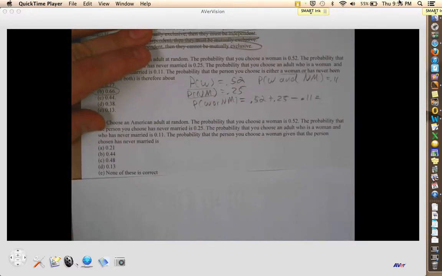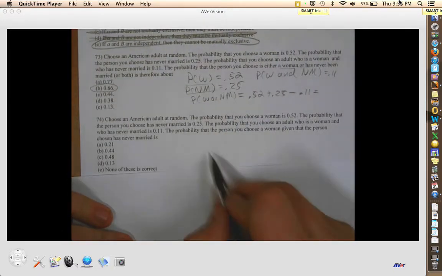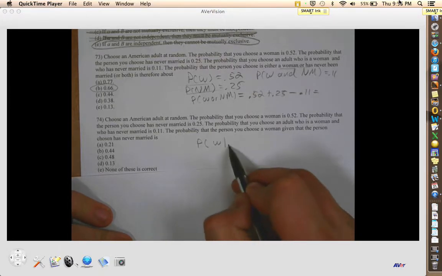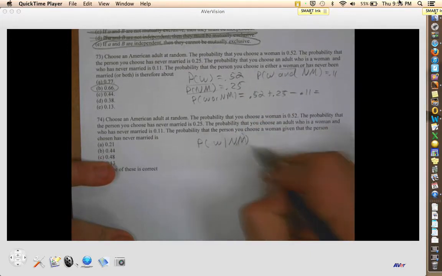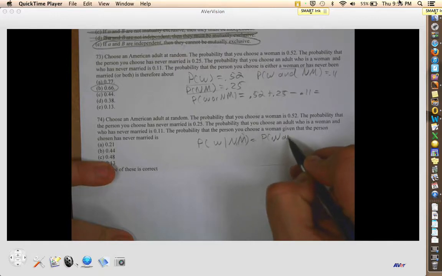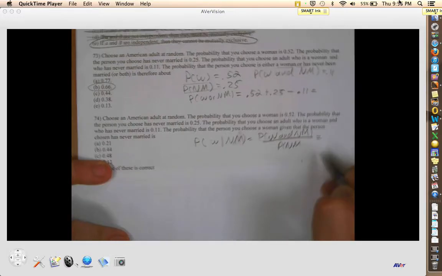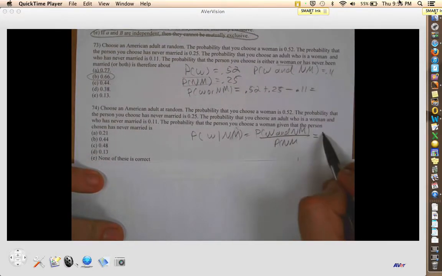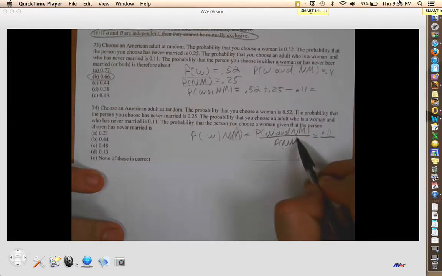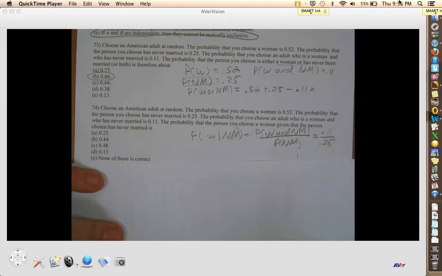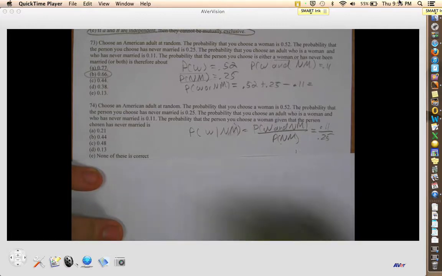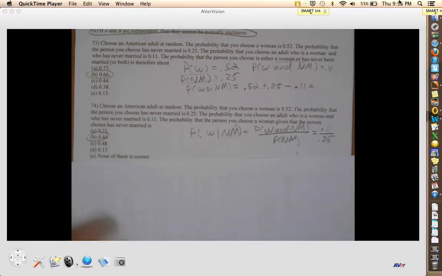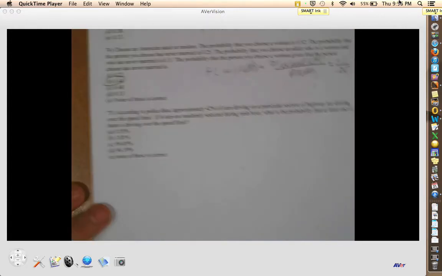Same exact situation, so I'm not going to rewrite everything, and I'll refer to this up here. Now we want the probability of woman given never married. That's going to be the probability of W and never married divided by the probability of never married. Woman and never married was 0.11. Probability of never married was 0.25. If we crunch that out, 0.44. And finally, 75 of 75.